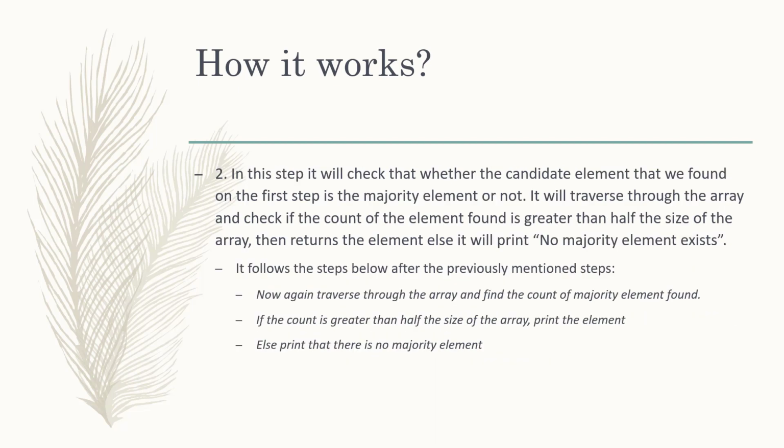So here is the next step, the second loop that we will have. This loop is to check if the candidate that we selected in the first loop is the majority element or not. It will traverse through the elements again and check if the count of the element that's found is greater than half of the size of the array or not. If it is, then it will be the majority element. But if it's not, then the candidate element is not the majority element, and it will return that no majority element exists.